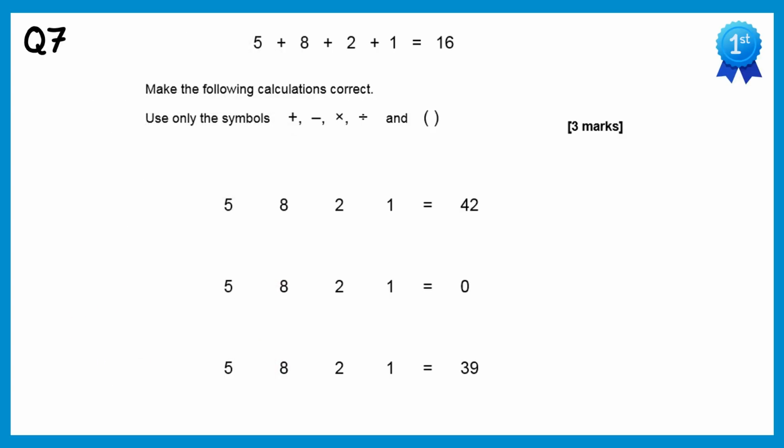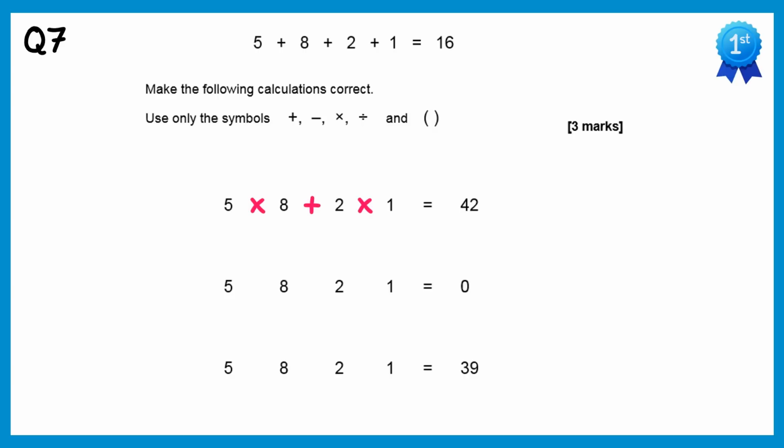This question is about order of operations, which you may call BIDMAS or BODMAS. We need to put some symbols in between these numbers to make it correct. We need to also be careful to make sure that the order of operations applies. So for instance, brackets comes first, then indices, then divide and multiply together, and then add and subtract together. So for this first one, I've come up with the answer 5 times 8 add 2 times 1.